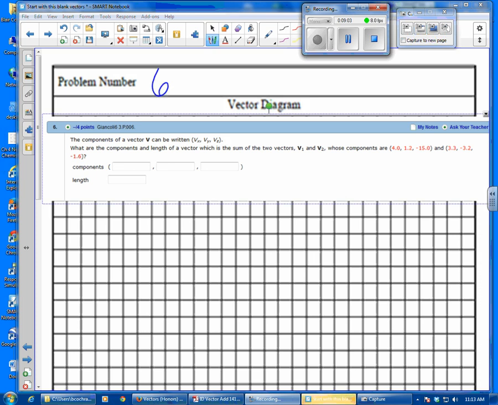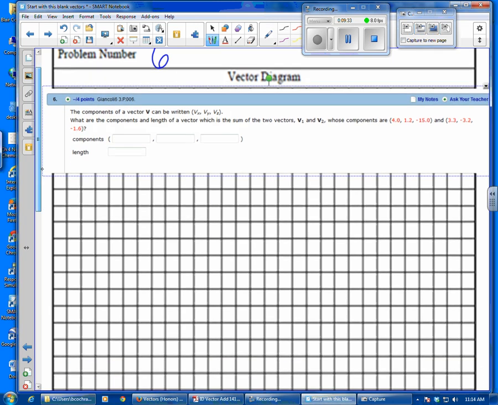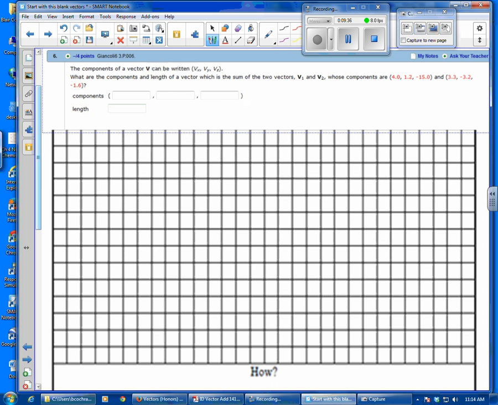And in number 6, I'm given 2 vectors, vector v1 and vector v2. And I'm asked to find v1 plus v2, right? What are the components and length of a vector with the sum of these 2 vectors? We did this. What they call component notation here is just a different nomenclature for unit vector notation. So I'm going to write these again as unit vectors so they fit with what we talked about the other day.